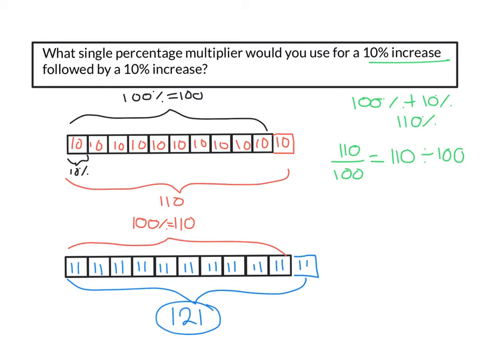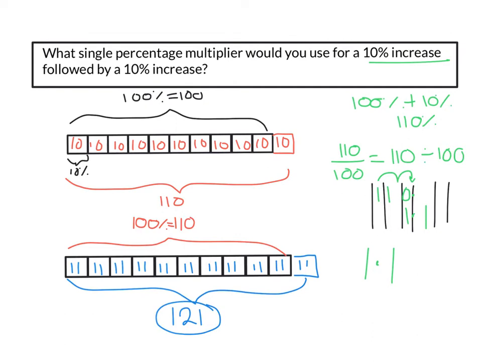Use my place value table. So I've got 110, there's my decimal point. We're dividing by 100, so it's 2 spaces. So that 1 is going to move to here. It's going to become 1.1. I don't need the 0 on the end. So the multiplier for a 10% increase is 1.1, so I would be timesing by 1.1.